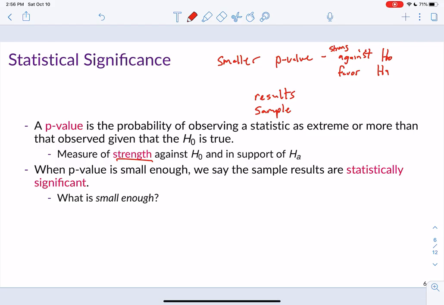But now what we want to do is actually be able to quantify this, not just use words around it. We want to be able to make a proper statistical decision. So when the p-value is small enough, we say the sample results are statistically significant. But what do we mean by small enough? How do we determine what is small enough?